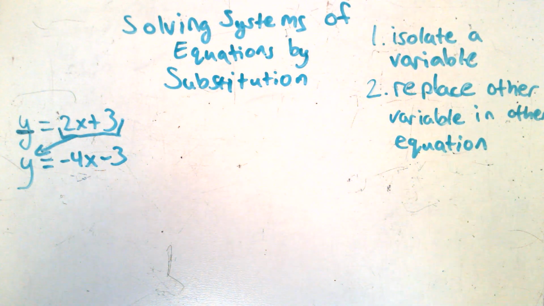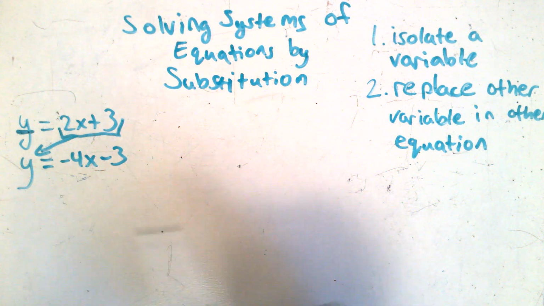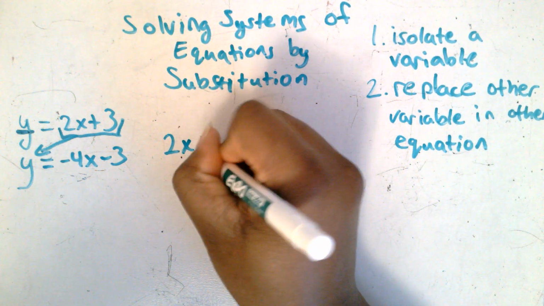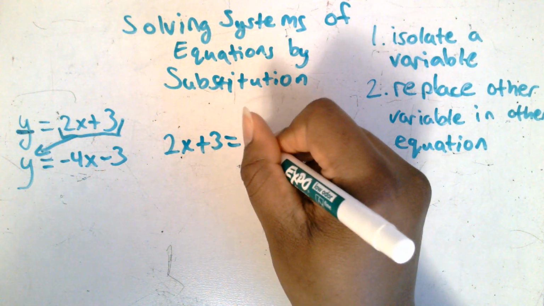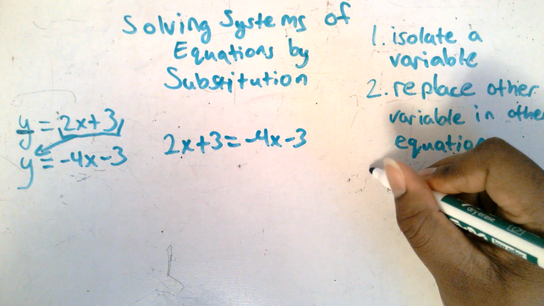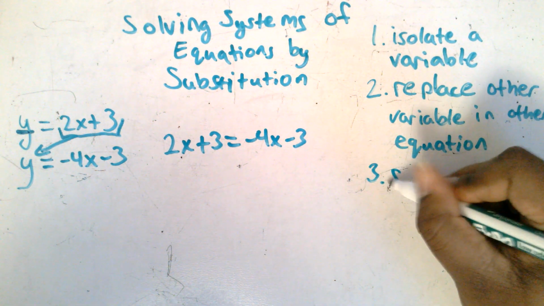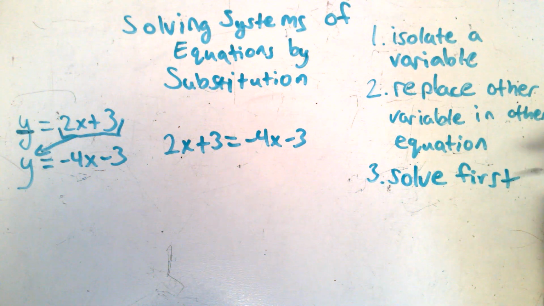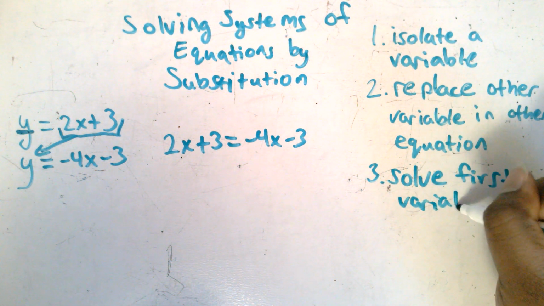So with that being said, believe it or not, these two equations we can actually just set equal to each other. So I'm going to say 2x plus 3 is equal to negative 4x minus 3. And then the next step, of course, is solve for the first variable.